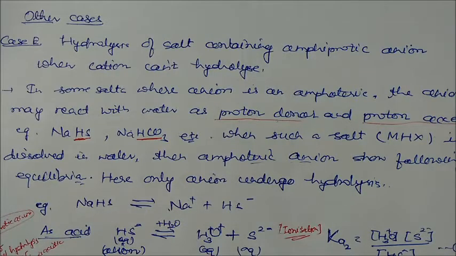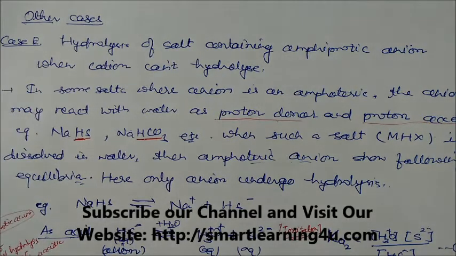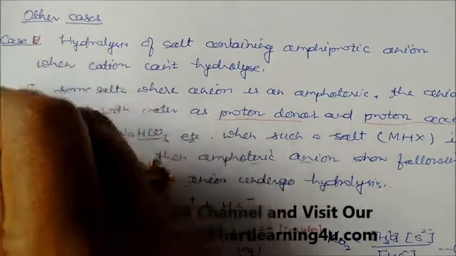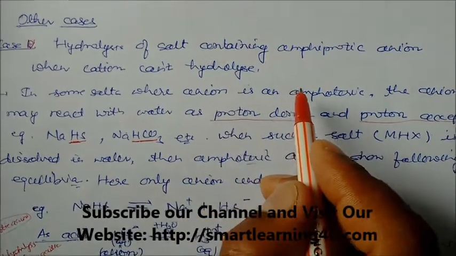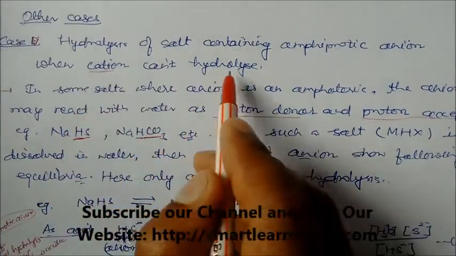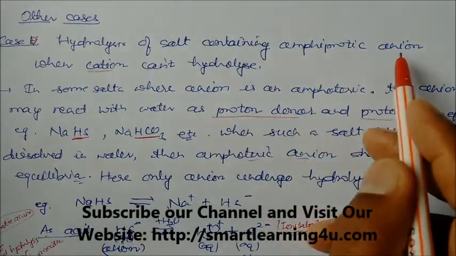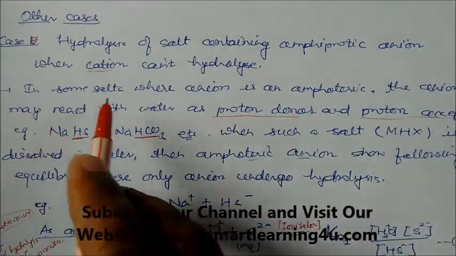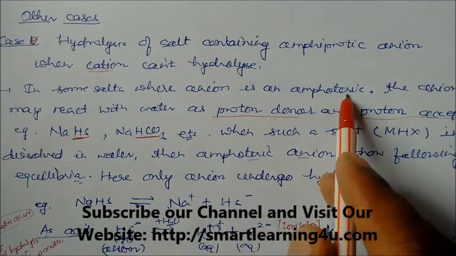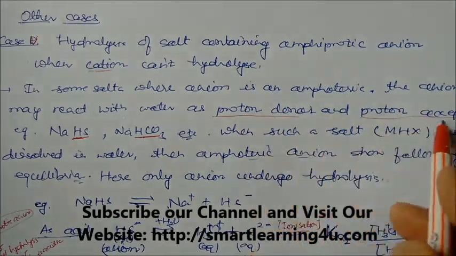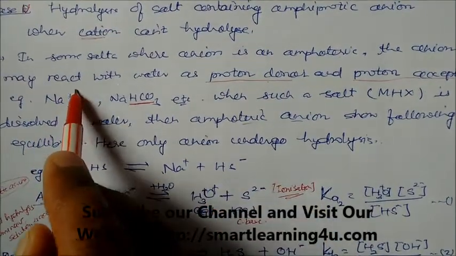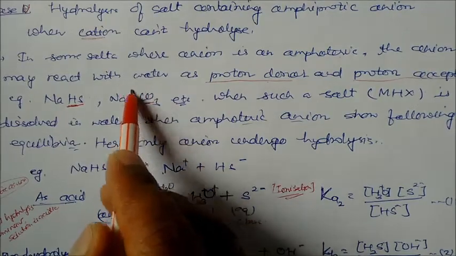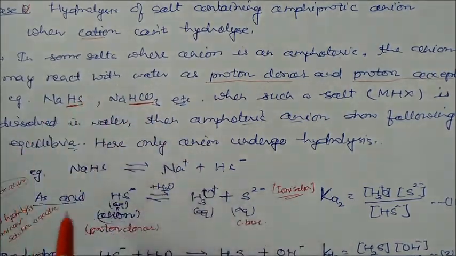Now we will see some other cases of hydrolysis of salts. This is case number E, the 5th case. This is hydrolysis of salt containing amphiprotic anion. When the cation is not undergoing hydrolysis, only the amphiprotic anion is undergoing hydrolysis. In some salts the anion is amphiprotic. Amphiprotic we know very well, it is a proton donor or proton acceptor, so both are possible. Like we have the example sodium hydrogen sulfide, so this is an amphiprotic anion, or sodium bicarbonate is also an amphiprotic anion. So this can lose hydrogen, and this can also gain hydrogen.